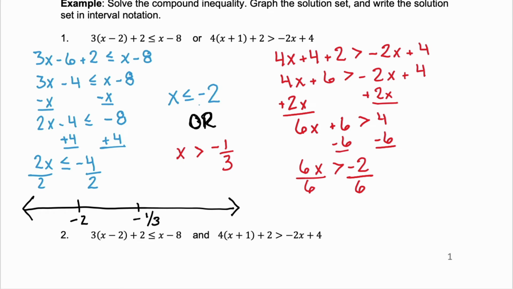Let's graph our blue inequality first. So x is less than or equal to -2. That's a bracket at -2, and it's shaded to the left, right? If you have your variable first, then your inequality, and then your constant, that inequality will point the direction you need to shade. Let's look at our red inequality. We have x is greater than -1/3. It's strictly greater than, so it's parentheses at -1/3, and it's shaded to the right.